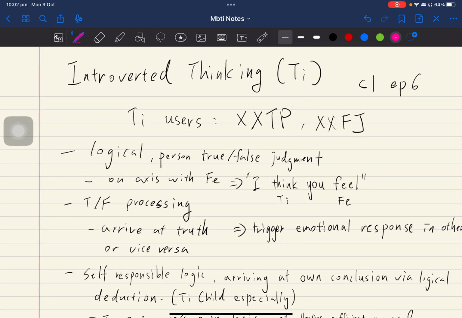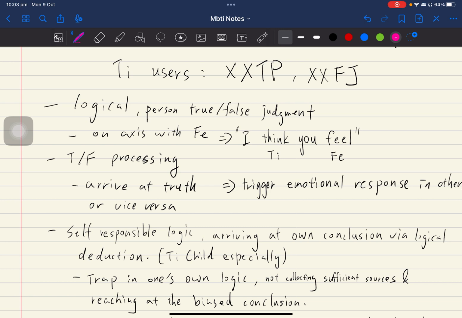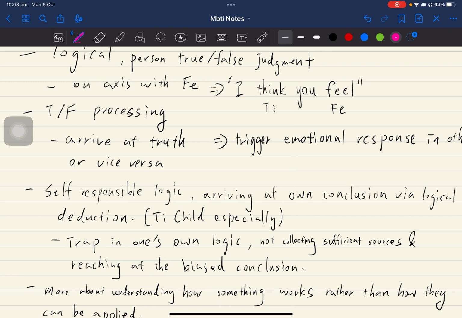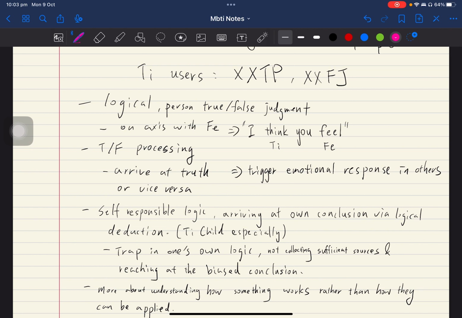So introverted thinking is very self-explanatory. Everybody knows what logical means. That is introverted thinking. So it's all about being logical, and when a person makes a true or false judgment, they're on the same axis with the FE to logically find out how someone is feeling. They're all about true and false processing, so they are very self-responsible in their logical thinking, the higher the TI users.